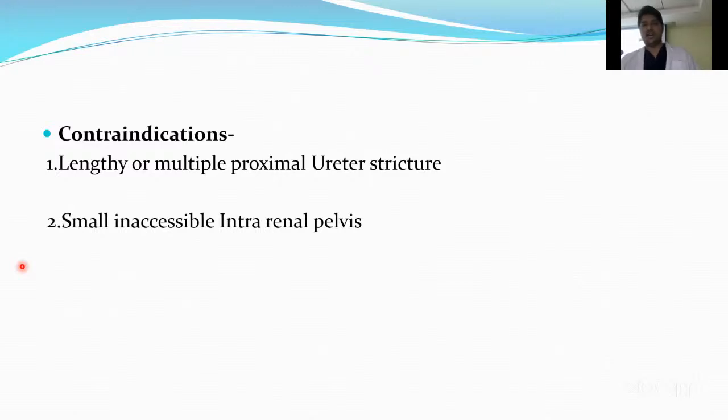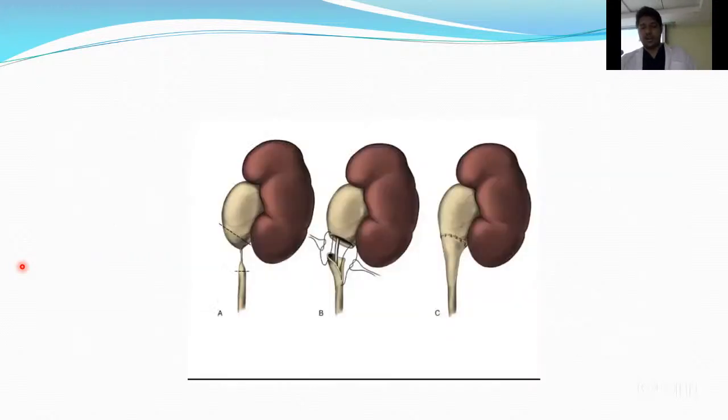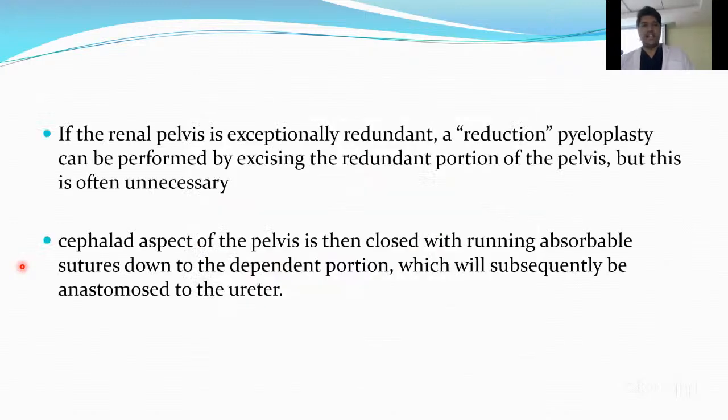small inaccessible intrarenal pelvis. Technique: first identify the proximal ureter in the retroperitoneum, then spatulate it on the lateral aspect. The apex of this lateral spatulation is brought to the inferior margin of the renal pelvis, and the medial side of the ureter is brought to the superior aspect of the renal pelvis. If the renal pelvis is exceptionally redundant, a reduction pyeloplasty can be performed by excising the redundant portion of the pelvis.